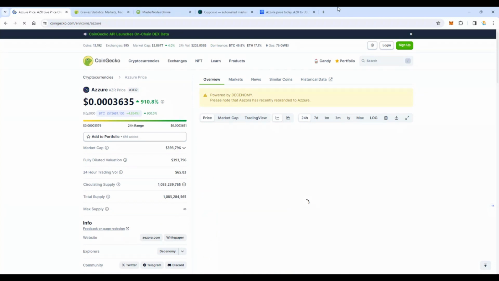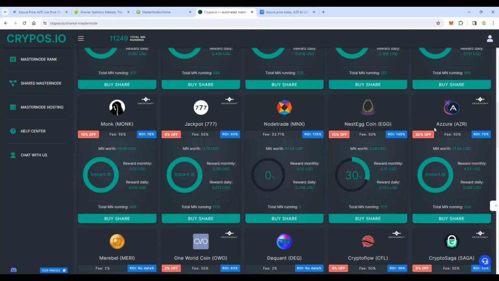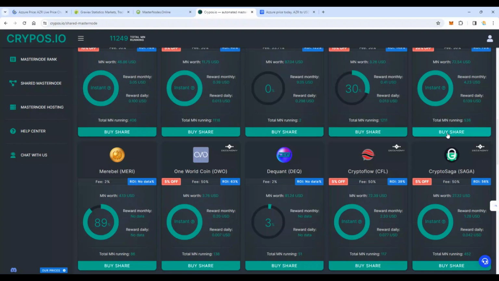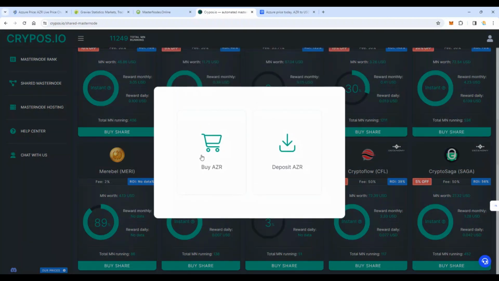But let me just explain how it's done. So you're going to click buy share. Then you can decide to either buy Azure on Cryptos itself, or you can deposit Azures on Cryptos.